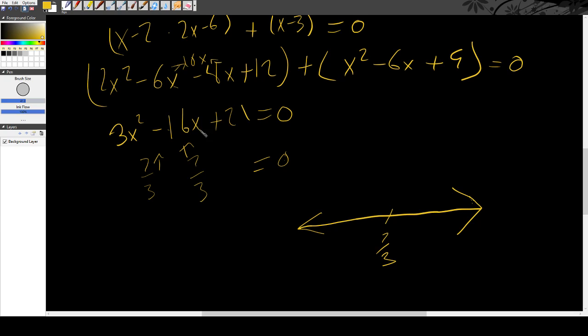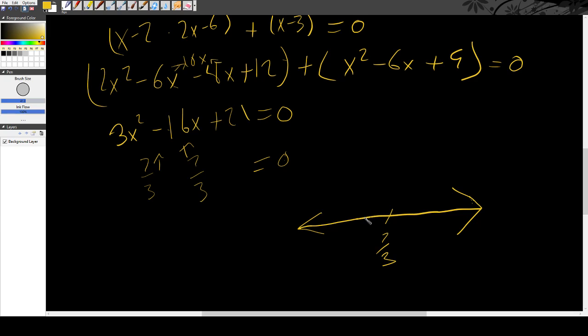But had this not been so weird, like screw you 21, and screw you 3, because I hate this, I would have just done number line analysis. I would have found my two critical numbers and then done number line analysis.